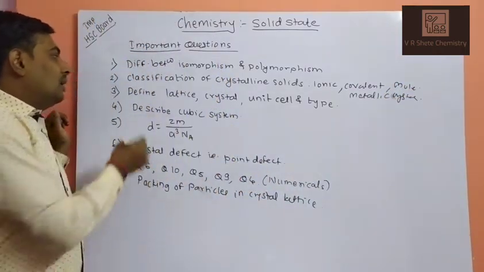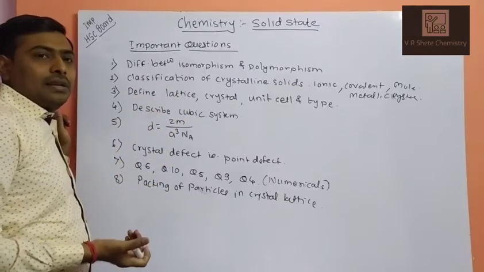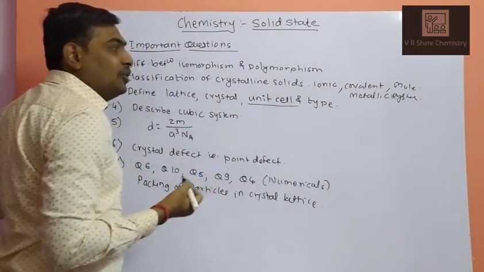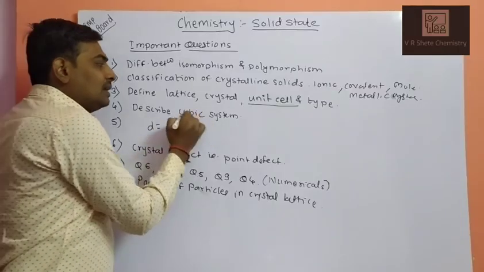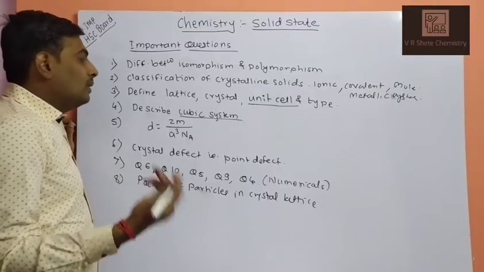Second one, define the lattice, crystal or unit cell. What are the types of unit cell? This question is a very prominent one. Define unit cell, it's a very important question. Then describe the cubic system. You have to describe the cubic system in AA type, ABA type, like this one.